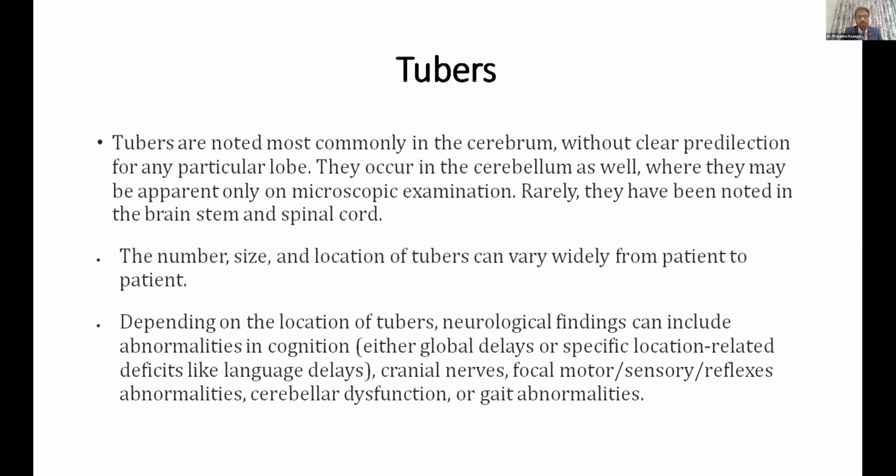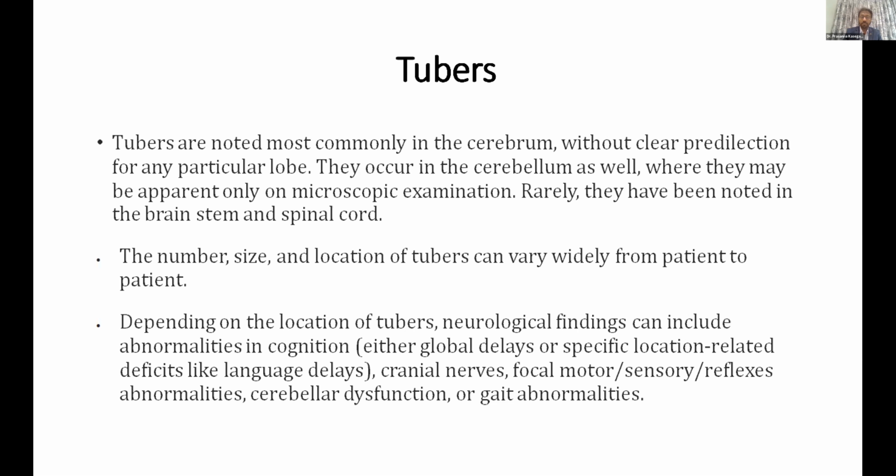Tubers are mostly noted all across the cerebrum. They don't have a specific affiliation for one particular lobe. You will find them all over the brain. You can also have small tubers in the cerebellum, but they are usually microscopic. They are not very commonly seen on MRI examination. Very, very rarely we can have tubers in the brainstem and spinal cord as well.